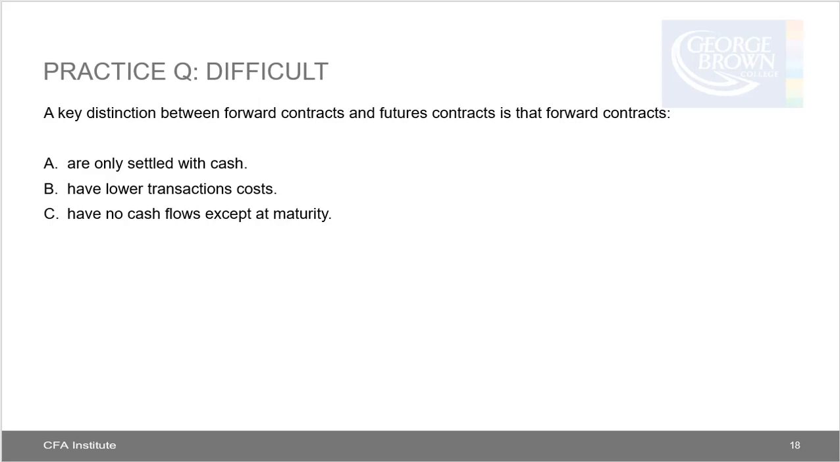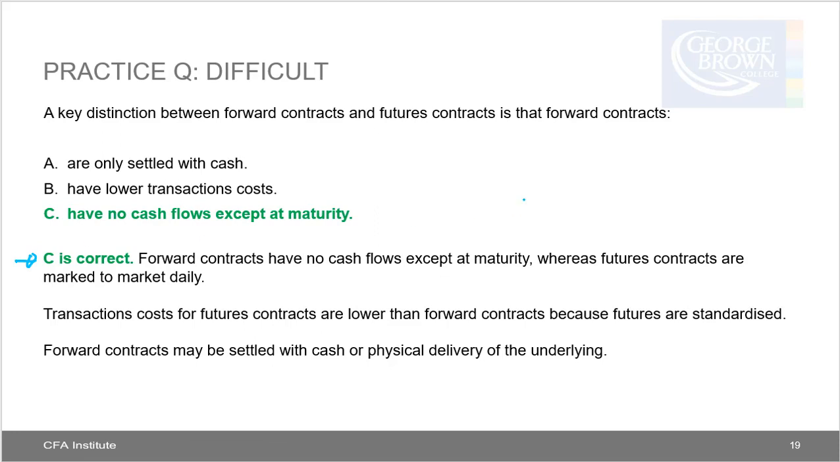And just another quick practice question. This shows you again how they're going to test between differences and similarities. So this question is: a key distinction between forward contracts and future contracts is that forward contracts A are only settled with cash, B have lower transaction costs, or C have no cash flows except at maturity. The correct answer is C.